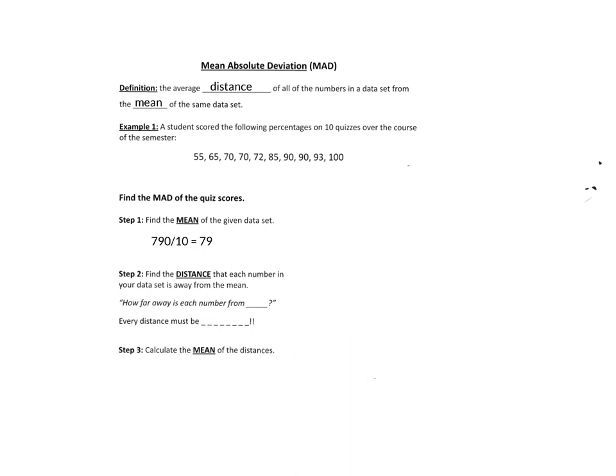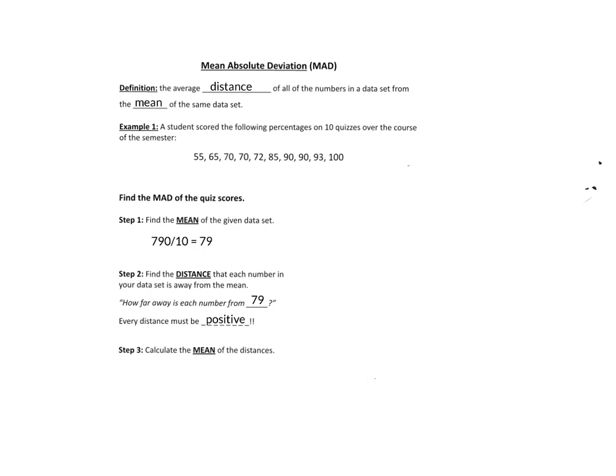So to do that, we are going to use subtraction. How far away is each number from 79? Well, we're going to subtract to find that. And I'm going to create a little table. In that table, I'm going to list the numbers that we have here. And then in the next column, I'm going to subtract each of those numbers from 79. And I'm always going to subtract it in a way so that my answer is positive.